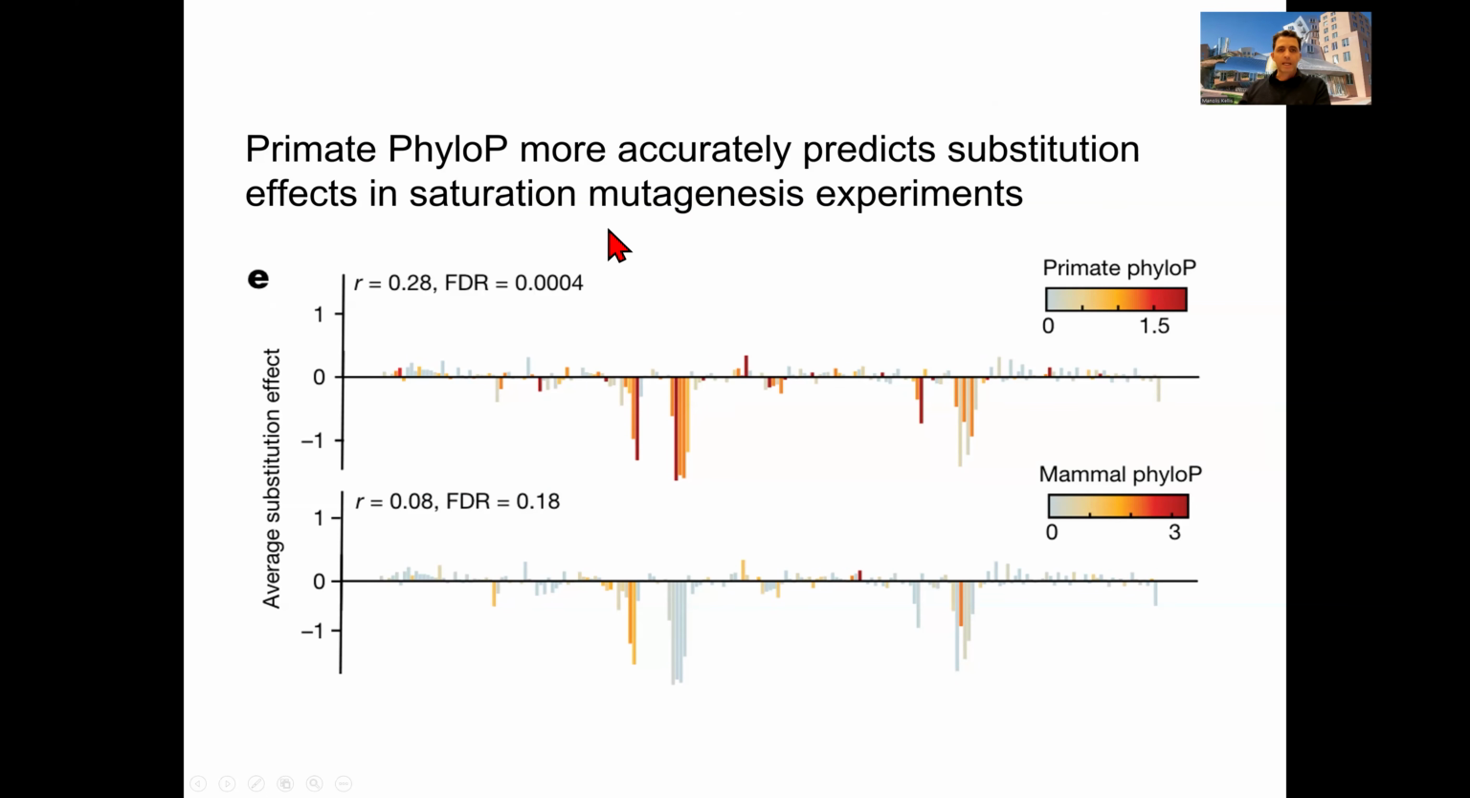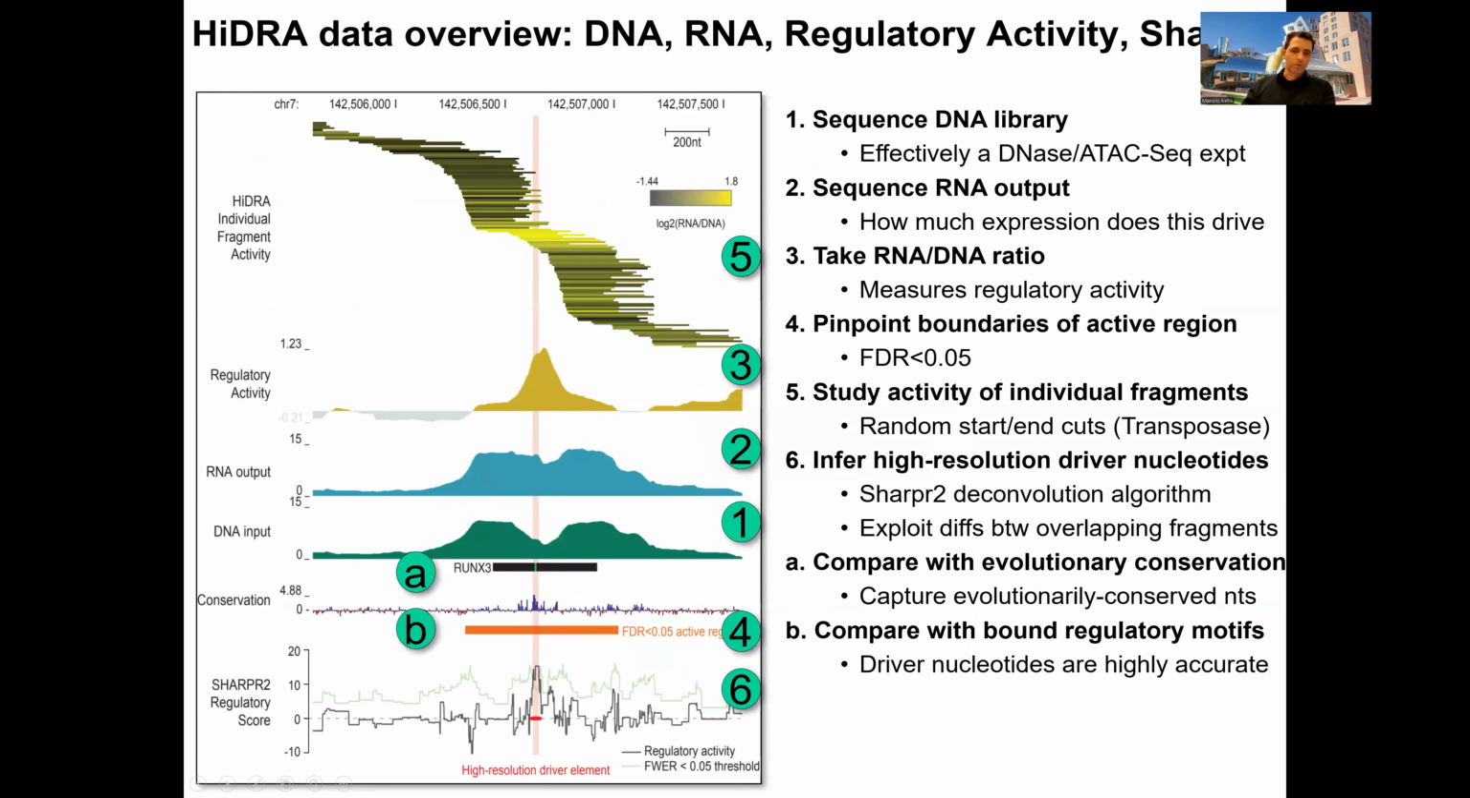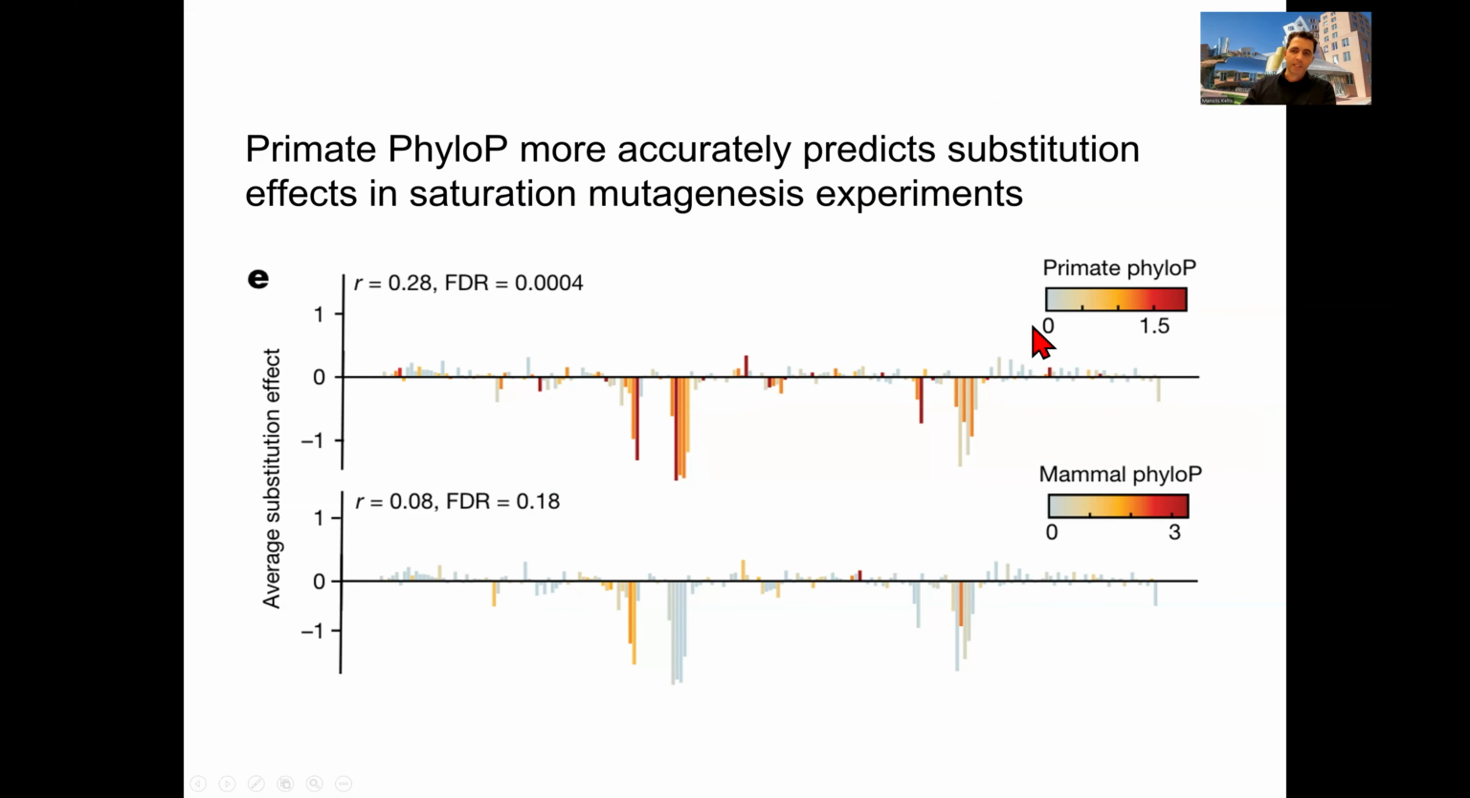And now what you can see is that primate conservation predicts these elements much, much more precisely than any other metric. So here you see the primate evolutionary conservation and the mammalian evolutionary conservation.